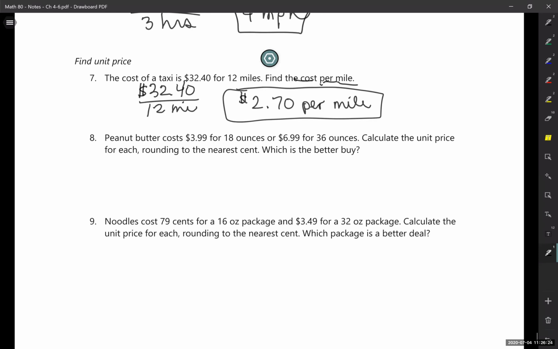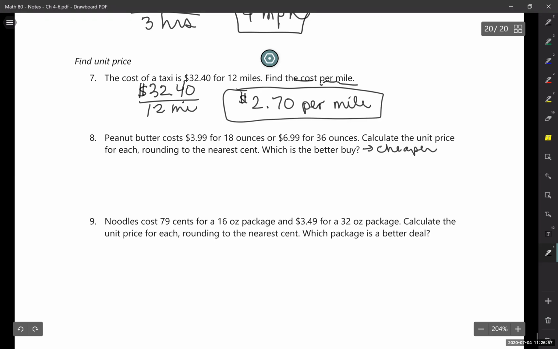One is 18 ounces, one is 36 ounces. And we want to find out which one is the better buy. Now, of course, the bigger container is going to cost more money. But sometimes it costs more money and it's actually cheaper than buying, say, 2 of the smaller containers. And sometimes it's more expensive and they just get you because they don't think you're checking. So we're going to find the unit price for each of these, and then we will say which one is the better buy, and that means cheaper.